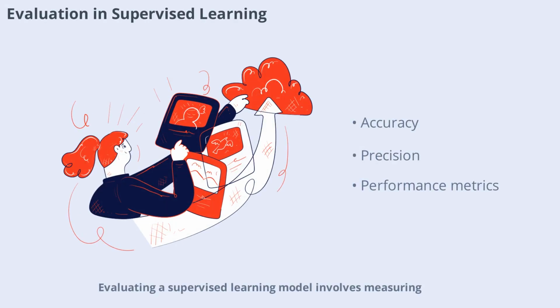Evaluating a supervised learning model involves measuring how accurately it predicts labels on new, unseen data. Common metrics include accuracy, precision, recall, and mean squared error. These metrics help you understand the model's strengths and weaknesses, guiding further improvements and ensuring reliable performance.